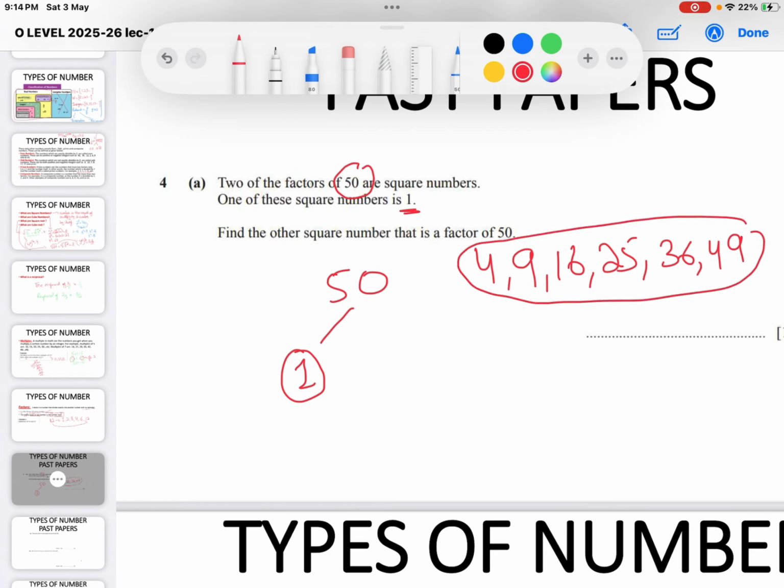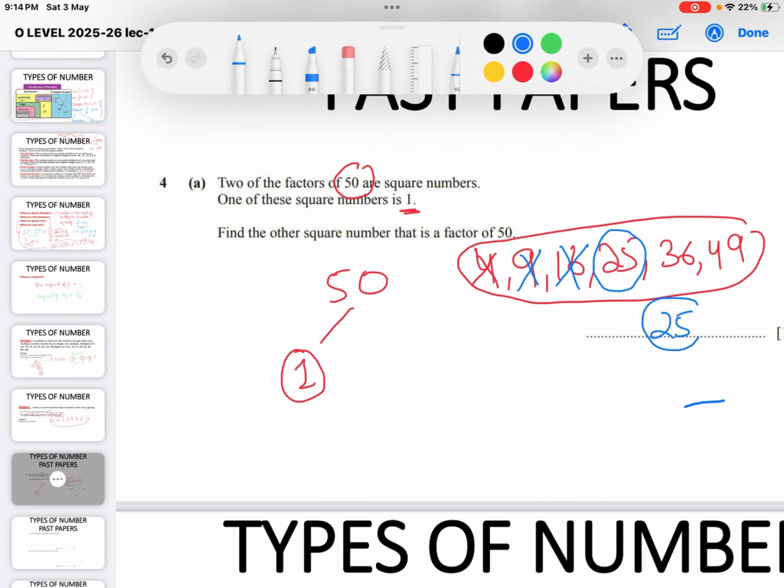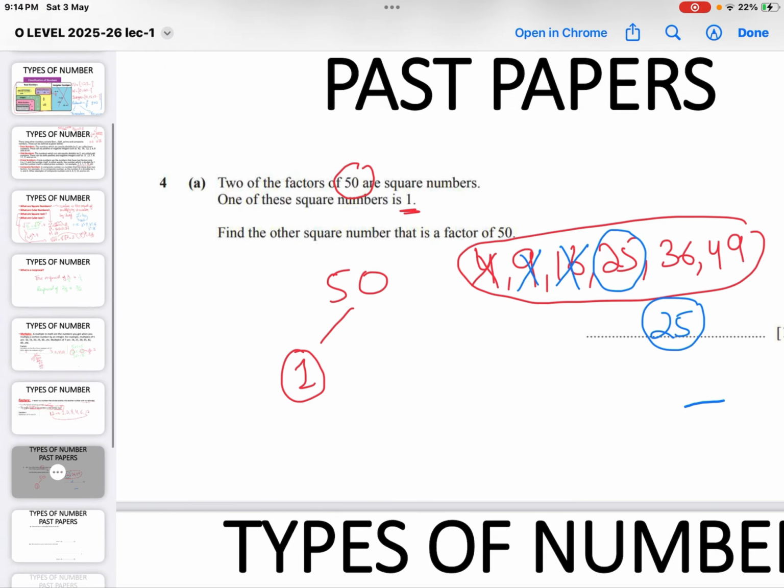So we need to find out the factor of 50. So 4 is not a factor, and 9 is not, 16 is not, so we have 25. So the answer to this question is 25. This is a 1 mark question, so you will get the 1 mark for this. This is a very simple question. You must know the basic concepts. Okay, now moving towards the next question.